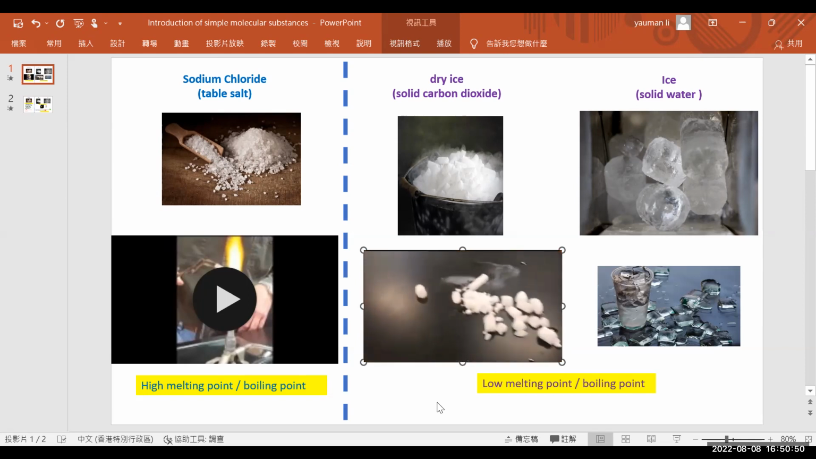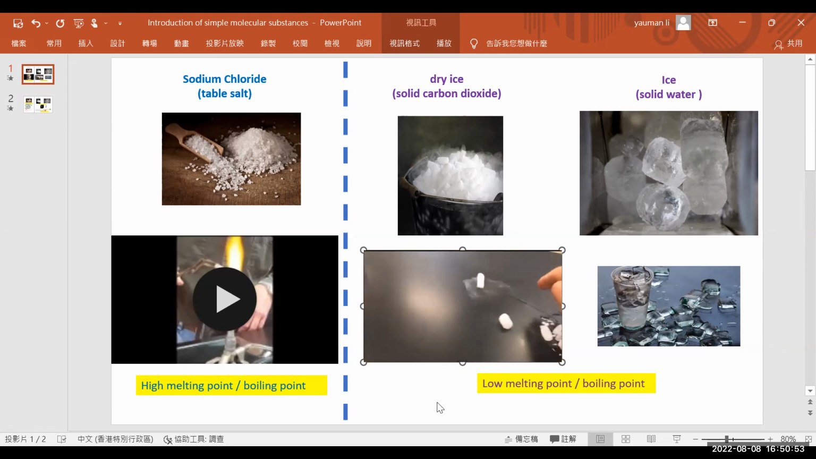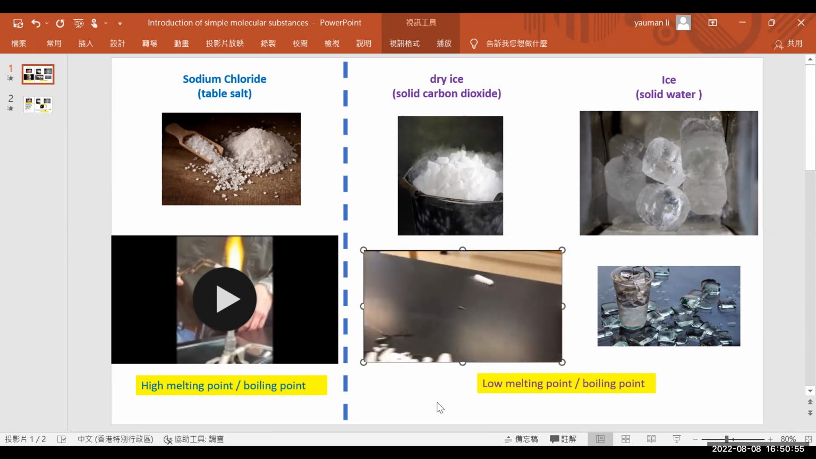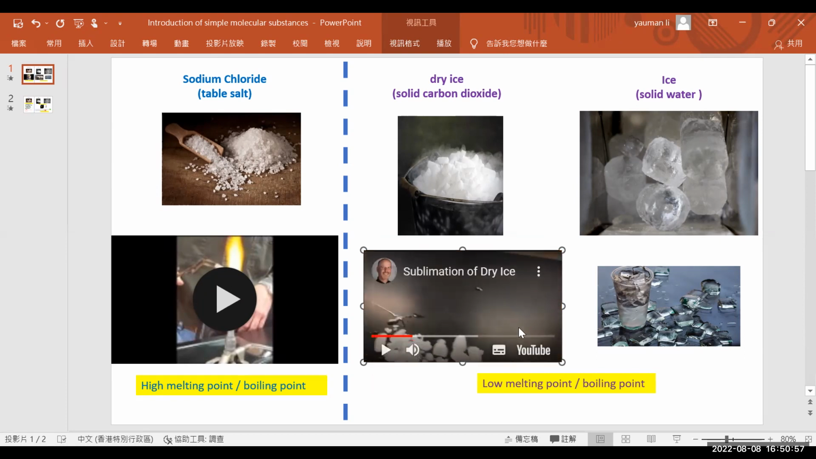As it turns into a gas, it creates a little layer of gas underneath the dry ice. So as you can see, dry ice can change into the gaseous form quite easily at room temperature. So that's why we can say carbon dioxide has a low melting point and boiling point. As you can see from the heading of this video, it is called sublimation. Sublimation means a substance changes from a solid to a gas immediately without the formation of liquid.